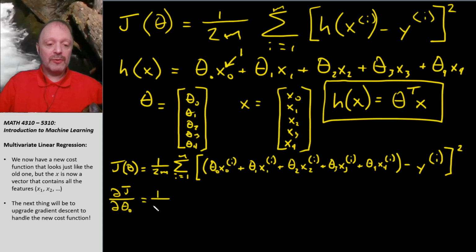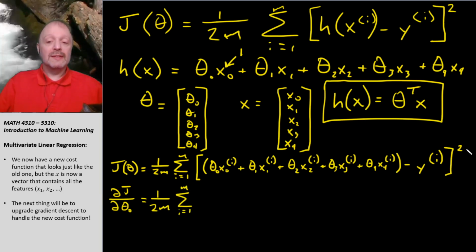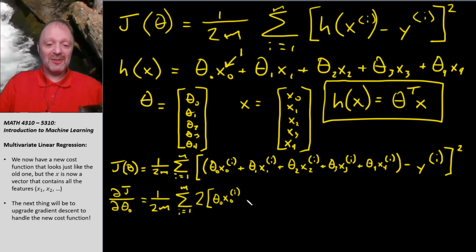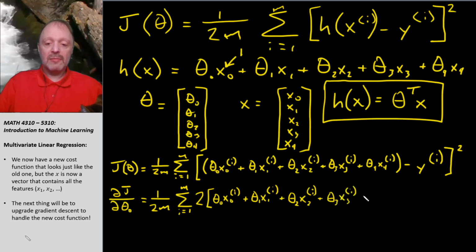Well, we get the 1 over 2m, like before, summation i from 1 to m, and here we go. This is going to be a chain rule that's going to kick in, very similar to what we saw before. This whole thing is raised to the second power, so it becomes 2 times this whole thing in here. So this is going to be theta 0 x0 i plus theta 1 x1 i plus theta 2 x2 i plus theta 3 x3 i plus theta 4 x4 i.